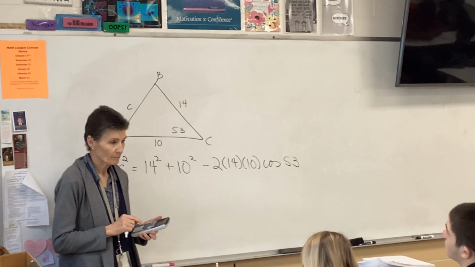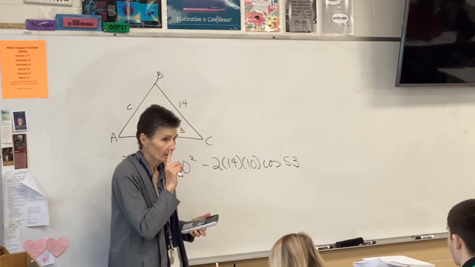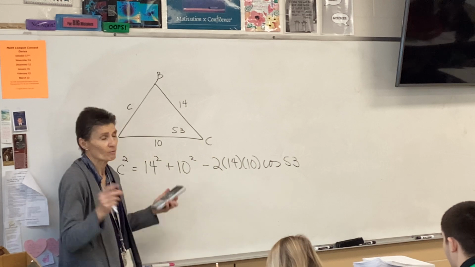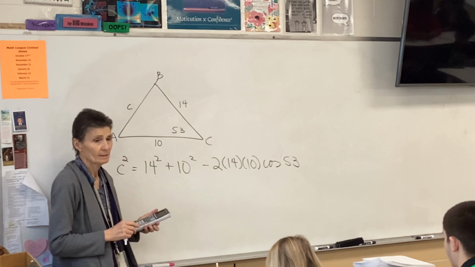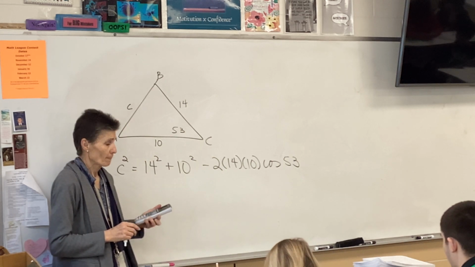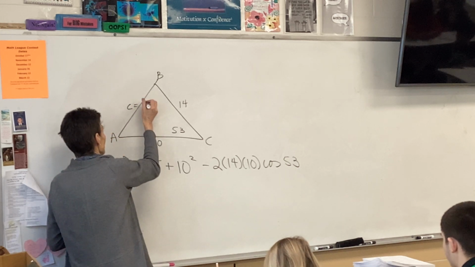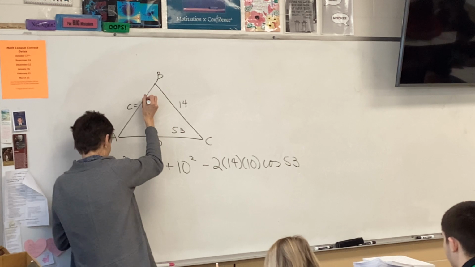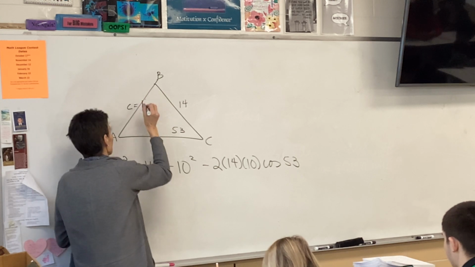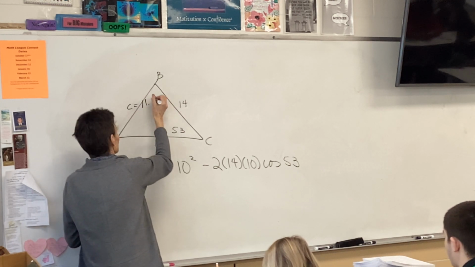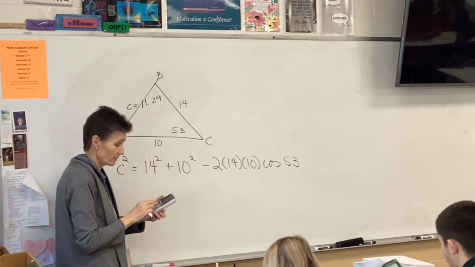Why are you not typing? Guys, math is not for spectators. You have to do it. Let's go. To the nearest hundredth, what did you get for C? 11.29. Yep, 11.29. Very good. Thank you.